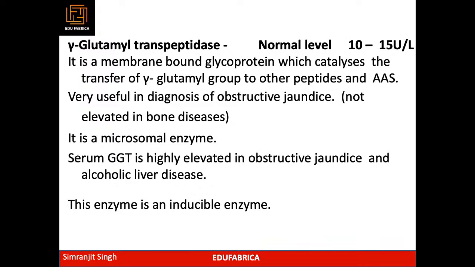Then there is gamma glutamyl transferase, whose normal value is around 10 to 15 units per liter. It is a membrane-bound glycoprotein which catalyzes the transfer of the gamma glutamyl group to other peptides and amino acids. It is very useful in diagnosis of obstructive jaundice, and it is a microsomal enzyme. Serum GGT is highly elevated in obstructive jaundice and alcoholic liver diseases, and this enzyme is an inducible enzyme.